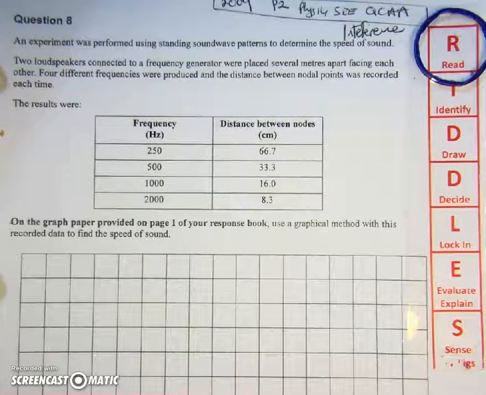An experiment was performed using standing sound wave patterns to determine the speed of sound. Two speakers connected to a frequency generator were placed several meters apart facing each other. 4 different frequencies were produced and the distance between nodal points was recorded each time. The results were for frequencies of 250, 500, 1000 and 2000, the distance between the nodes in centimetres, 66.7, 33.3, 16 and 8.3. On the graph paper provided on page 1 of your response book, use a graphical method with this recorded data to find the speed of sound.